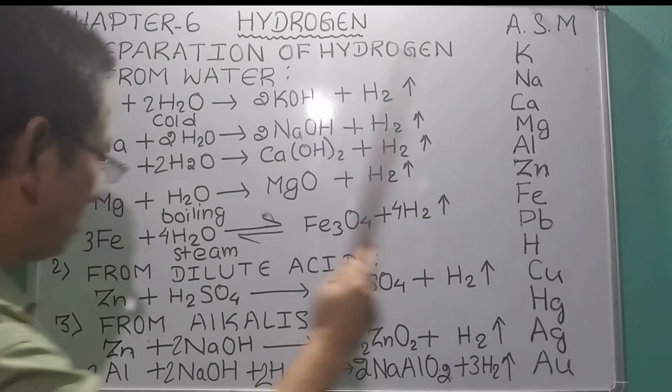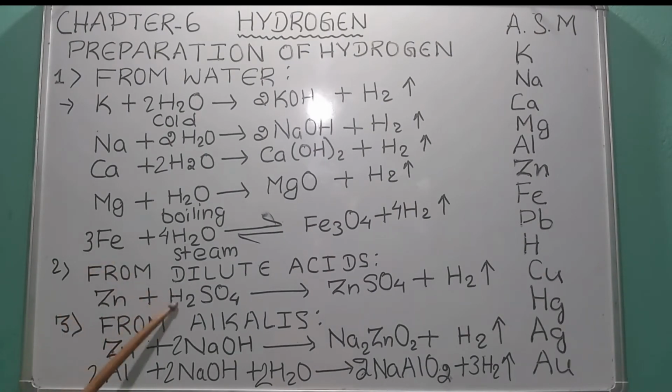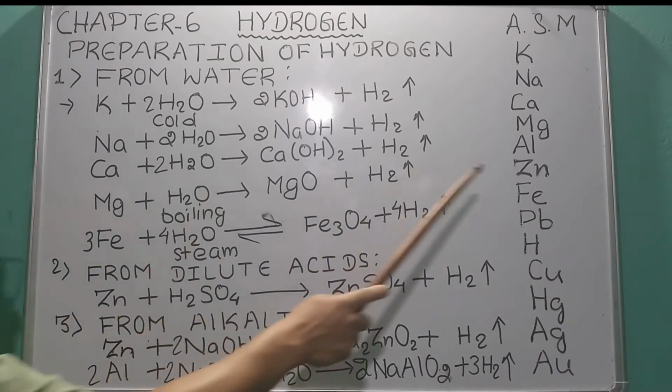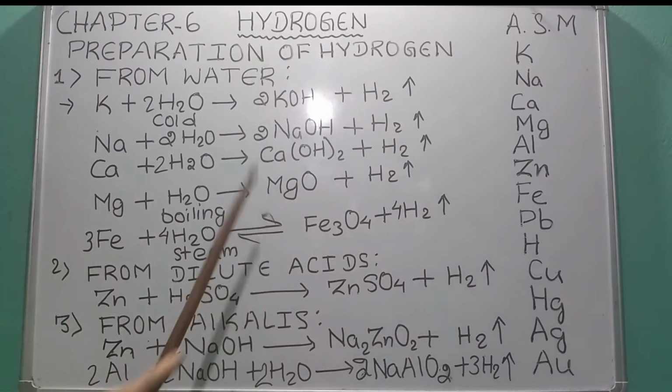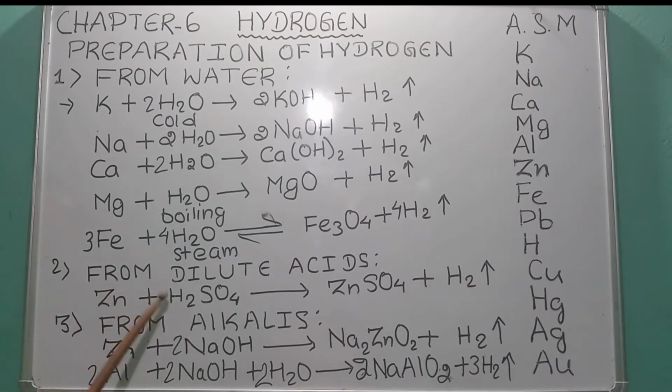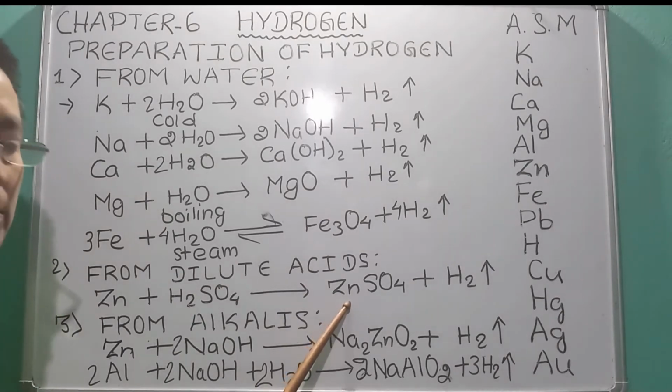So we'll take zinc. Zinc, when it reacts with dilute sulfuric acid, as you know that zinc is above hydrogen in the activity series, so zinc displaces hydrogen from dilute sulfuric acid. So hydrogen gas is evolved, and zinc itself combines with sulfate to form zinc sulfate. If you use dilute hydrochloric acid here instead of dilute sulfuric acid, you will get zinc chloride. And if you use iron instead of zinc, you'll get ferrous sulfate.